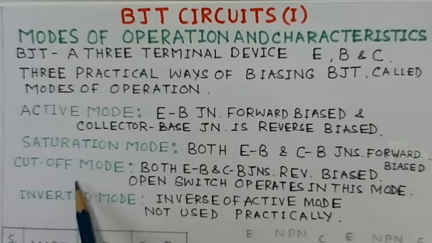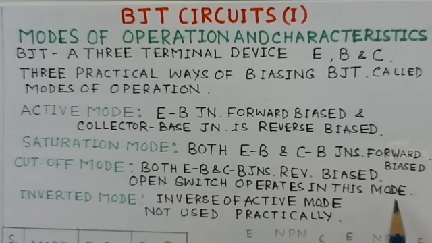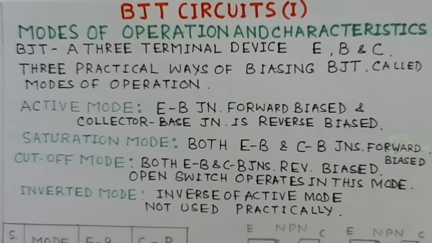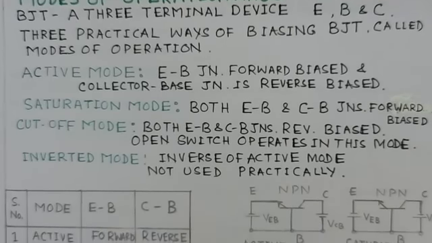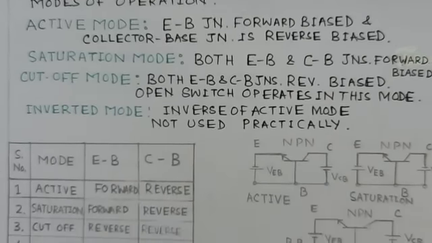The cutoff mode is where both emitter base and collector base junctions are reverse biased. This also points to applications in switching applications. It acts like an open switch in this mode. Now the inverted mode is the inverse of the active mode, and it's not used practically because the transistor does not work efficiently in this mode.